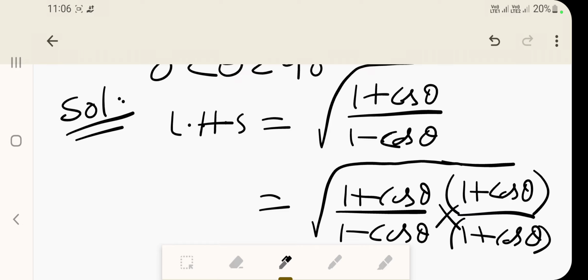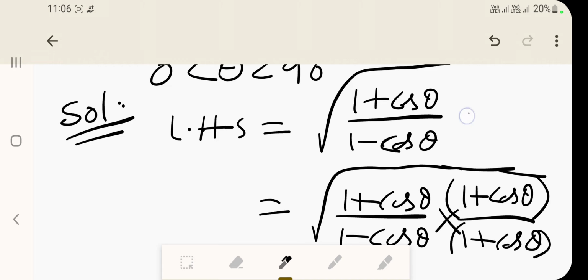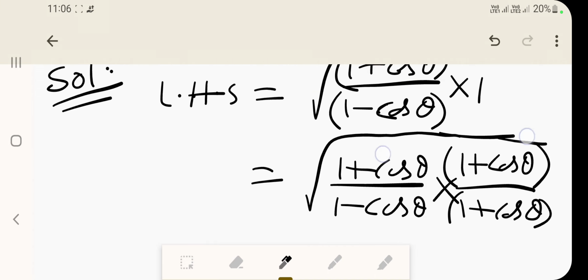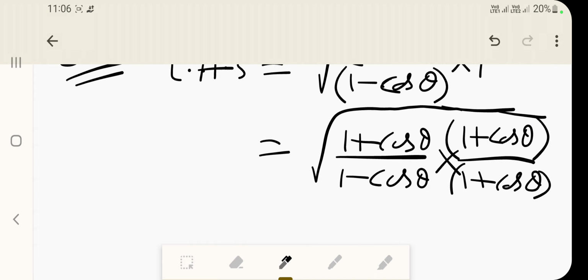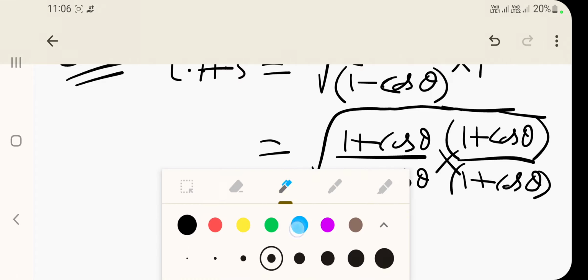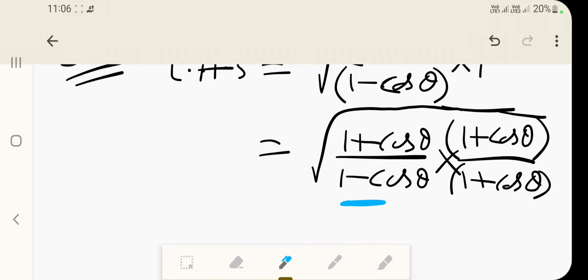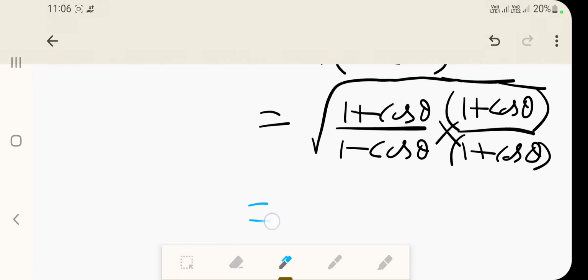Why do we do this? If you cancel 1 plus cos theta with 1 plus cos theta, we get 1 only. Like here, 1 plus cos theta by 1 minus cos theta into 1 is the same, there is no change. Now in place of 1, we are writing 1 plus cos theta by 1 plus cos theta, which is equal to 1. So why only 1 plus cos theta do you have to choose? Here we have 1 minus cos theta, so when we multiply, you have to multiply with 1 plus, the opposite sign.